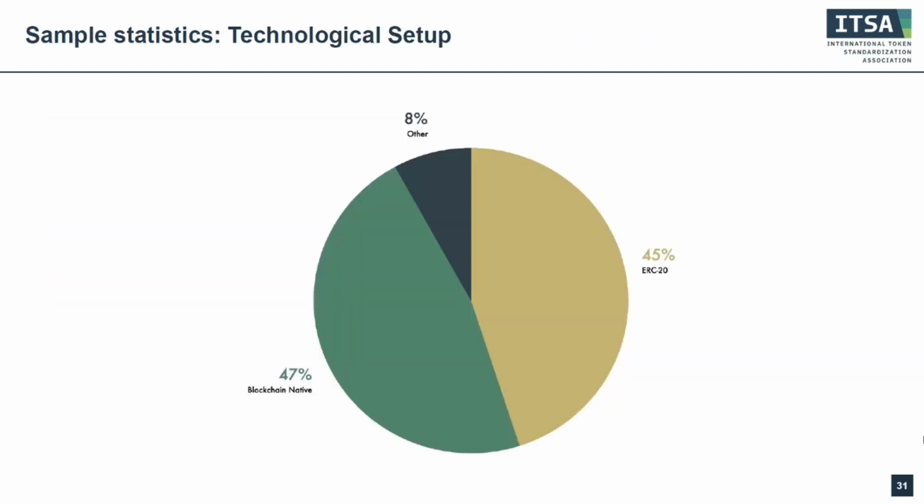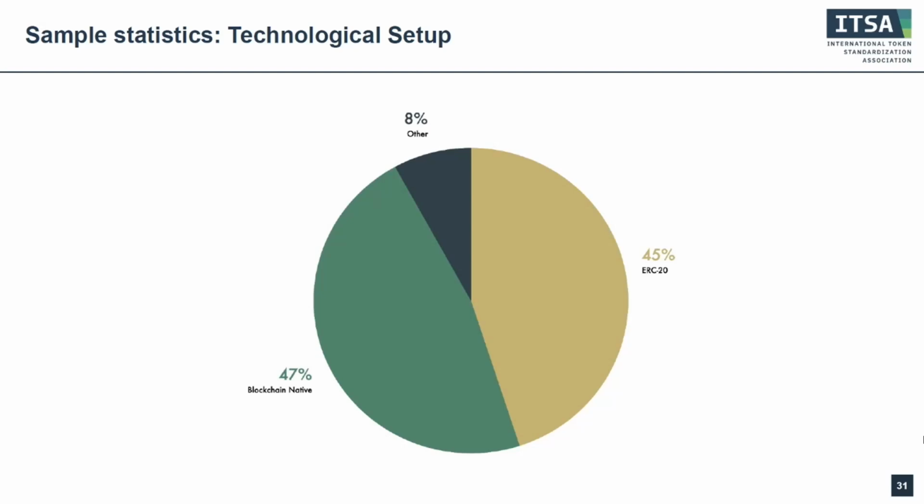We're now moving on to some sample statistics from the tokens we've classified. First of all, the technological setup. We've spoken a lot during this conference. People have spoken about Ethereum and its dominance, first mover advantage, all of this. And you can see now from these 200 tokens we've classified, 45% of them were ERC20 tokens. 45% of the top 200 tokens by market capitalization are ERC20 standard. There's 47% blockchain native, which I think is also interesting.